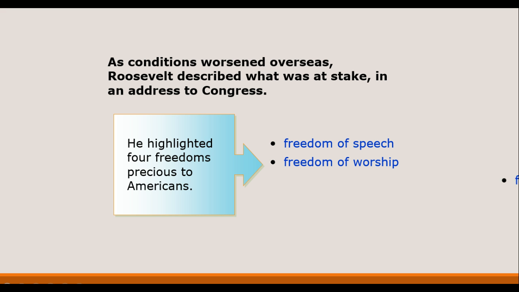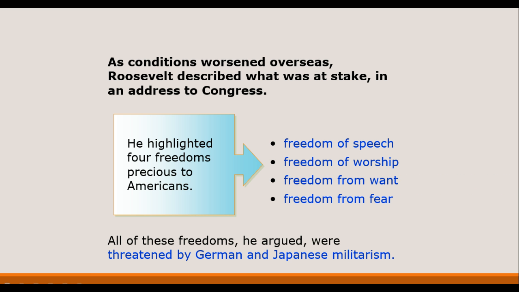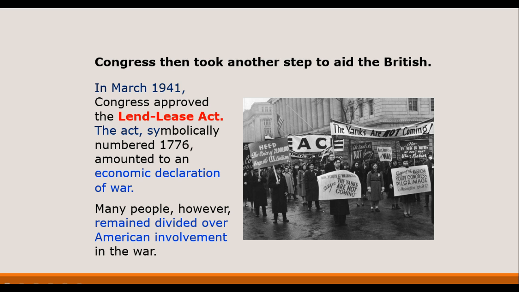As things start getting a little hairy overseas, he talks about really wanting to fight for the freedom of speech, freedom of worship, freedom from want, and freedom from fear. And these four freedoms are what American presidents are going to say we need to fight for over and over and over again as we go to war. And he's going to argue that all these freedoms are threatened by German and Japanese militarism.